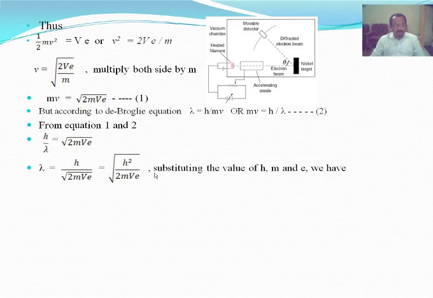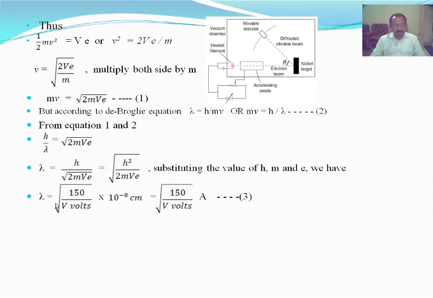Now here substitute the value of h, value of m and value of e, and convert the potential V, electrostatic unit, into volt. After calculation, we will get the equation lambda is equal to square root of 150 upon V volt into 10 to the power minus 8 centimeter. Now 10 to the power minus 8 centimeter is equal to one angstrom. Therefore, the lambda is equal to square root of 150 divided by V volt angstrom. Equation number 3. Now this equation 3 is important.